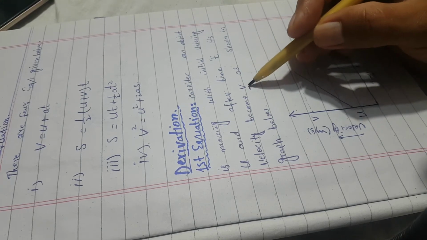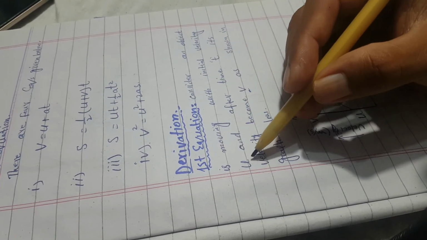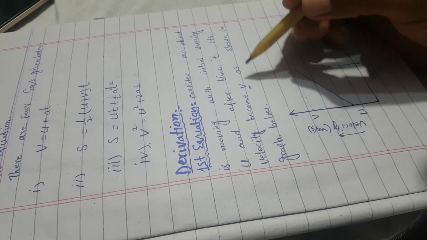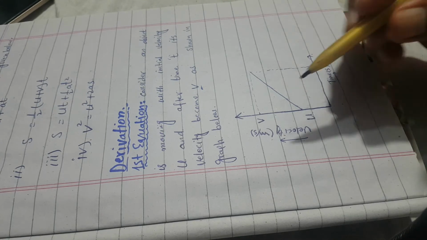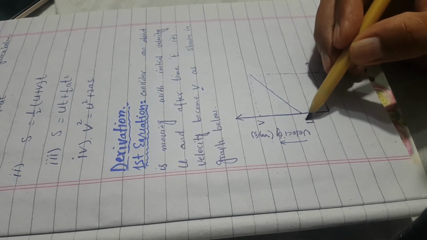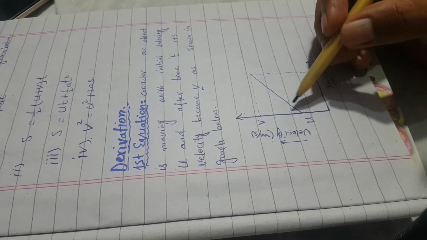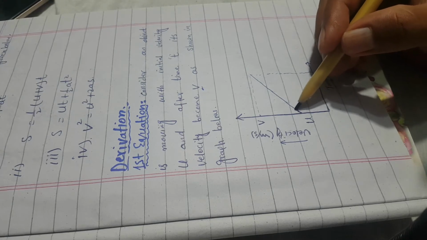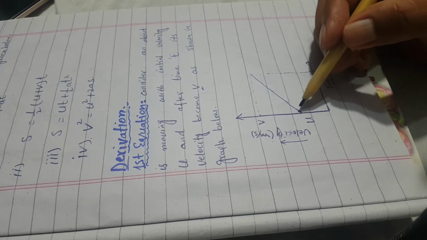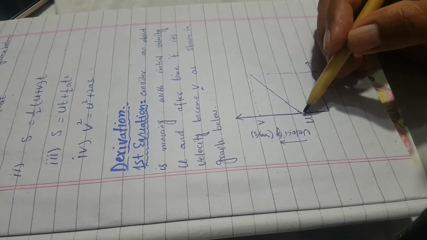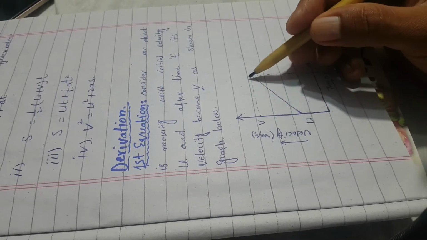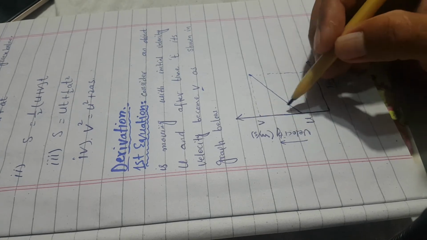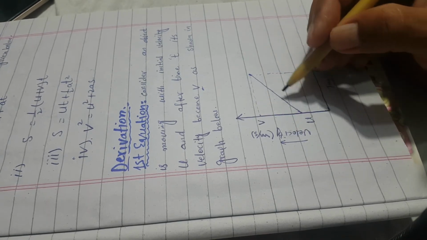Which is the final velocity. u is the initial velocity and v is the final velocity, as shown in the graph below. So the object moves from initial velocity u to final velocity v in time t.